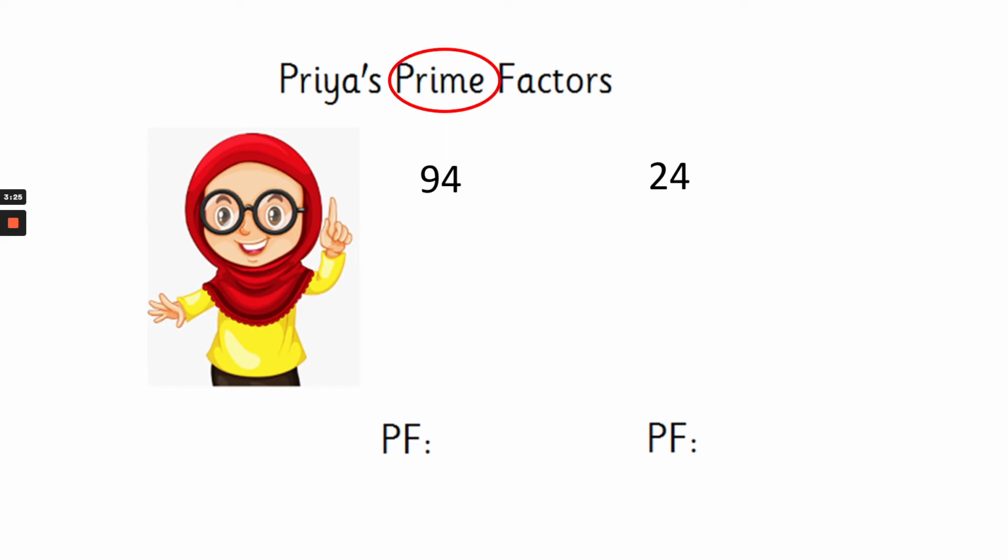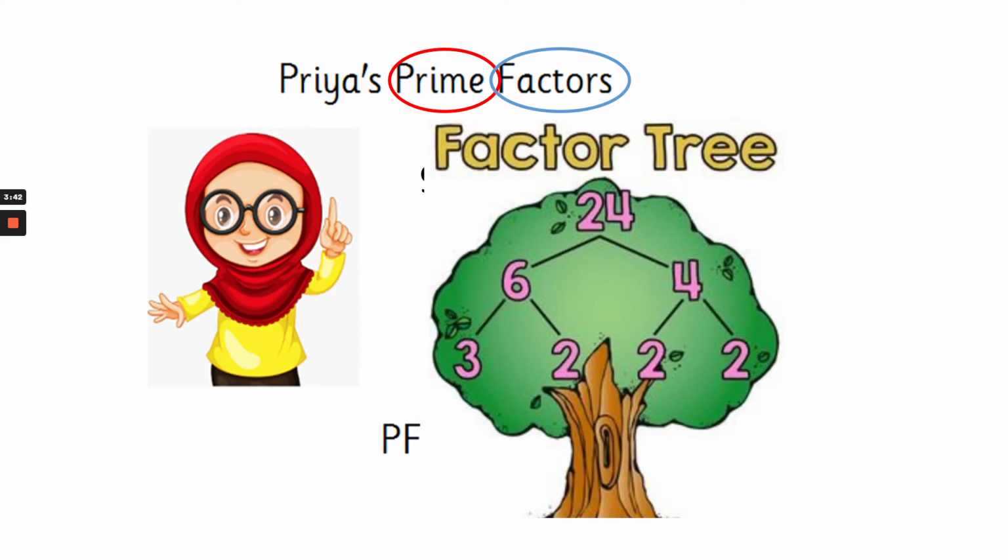All right, on to Priya's prime factors. Prime, P-R-I-M-E, my only factors are 1 and me. A prime number is a number with only 2 factors, 1 and itself. A factor is a number which can be divided exactly into another number with no remainders. Priya's prime factor trees.